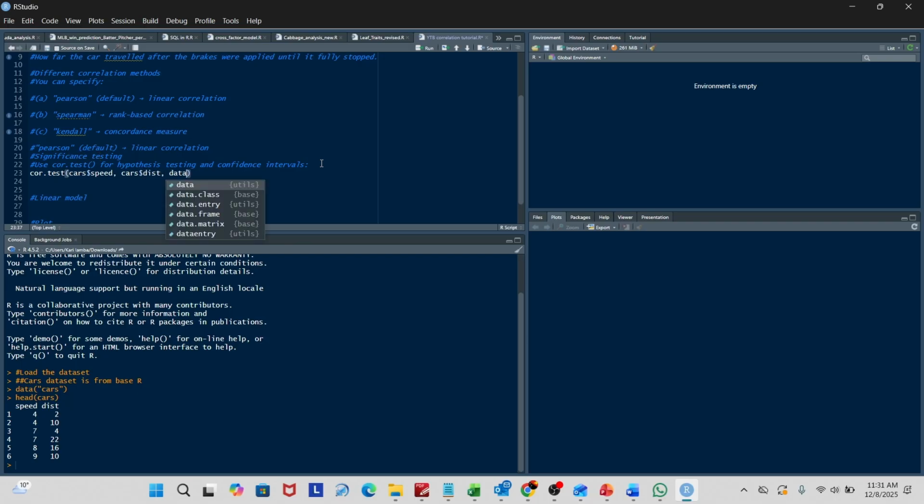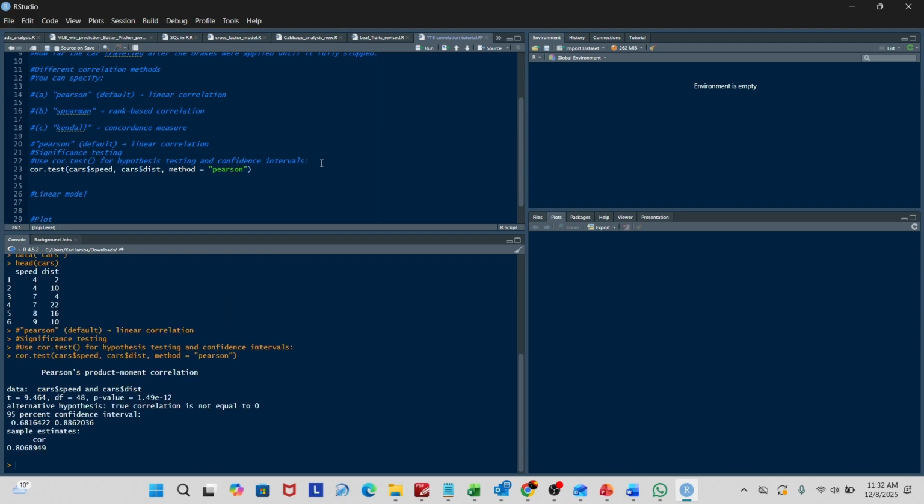Then after that we put the method. So this is where you can put Pearson, Spearman, Kendall. This is where you differentiate among the methods. But for our case now, we will use Pearson.